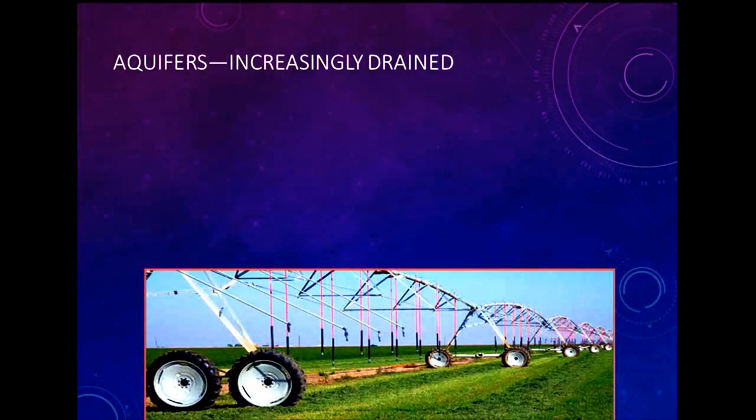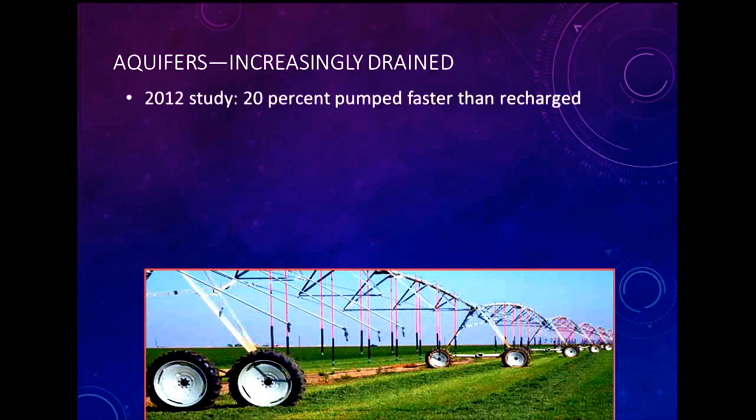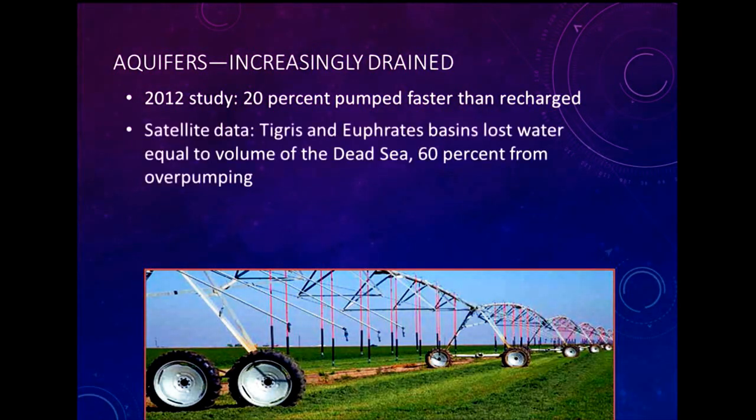We can talk about aquifers that are increasingly drained at the global level. A 2012 study said that 20% of the world's aquifers are pumped faster than they are recharged. So again, this is supposed to be insurance money, or insurance water. This is supposed to be what we turn to as a second resort in terms of watering. And yet in 20% of cases, we are pumping faster than they're recharged.